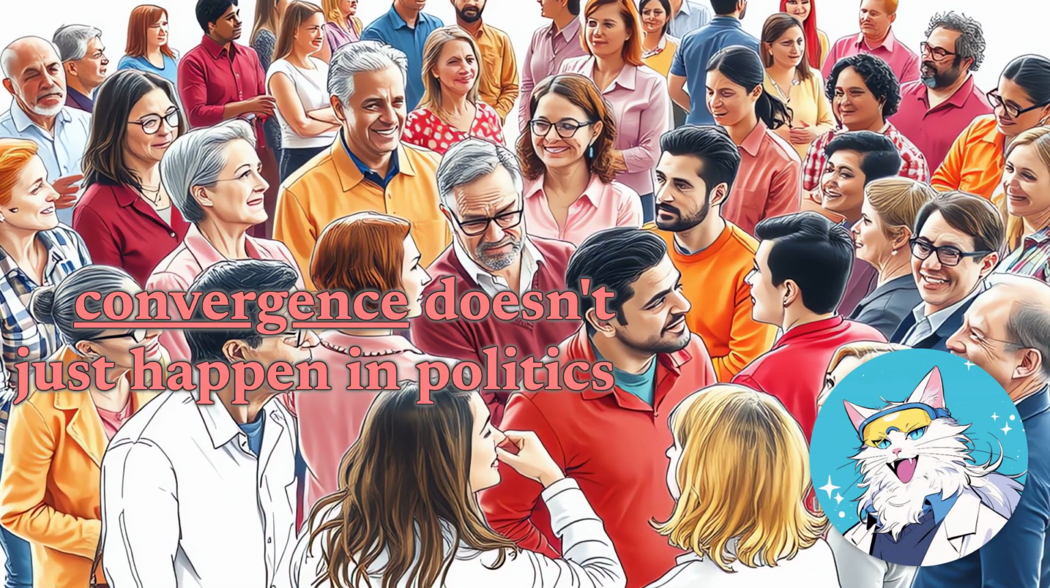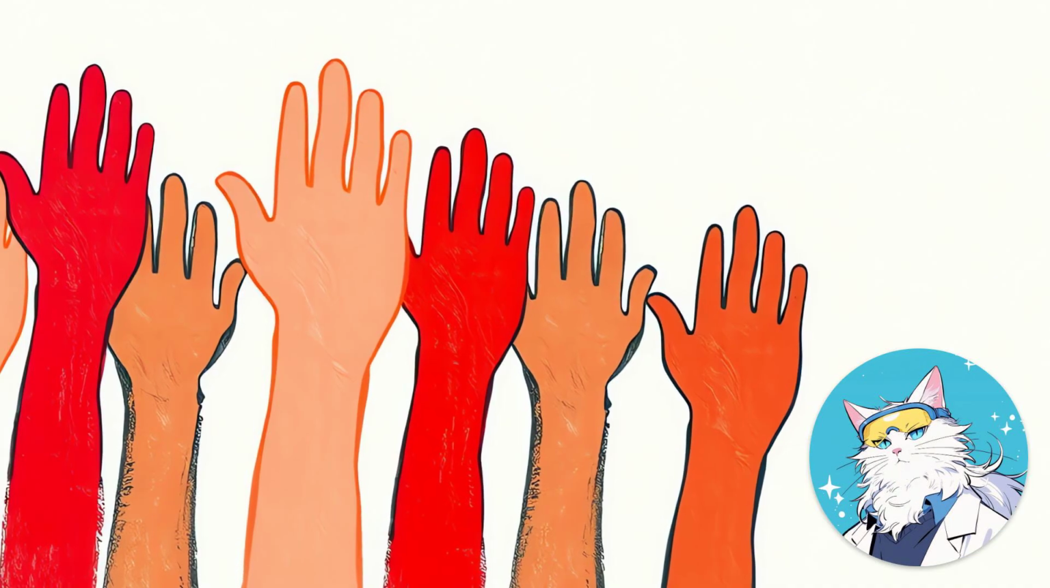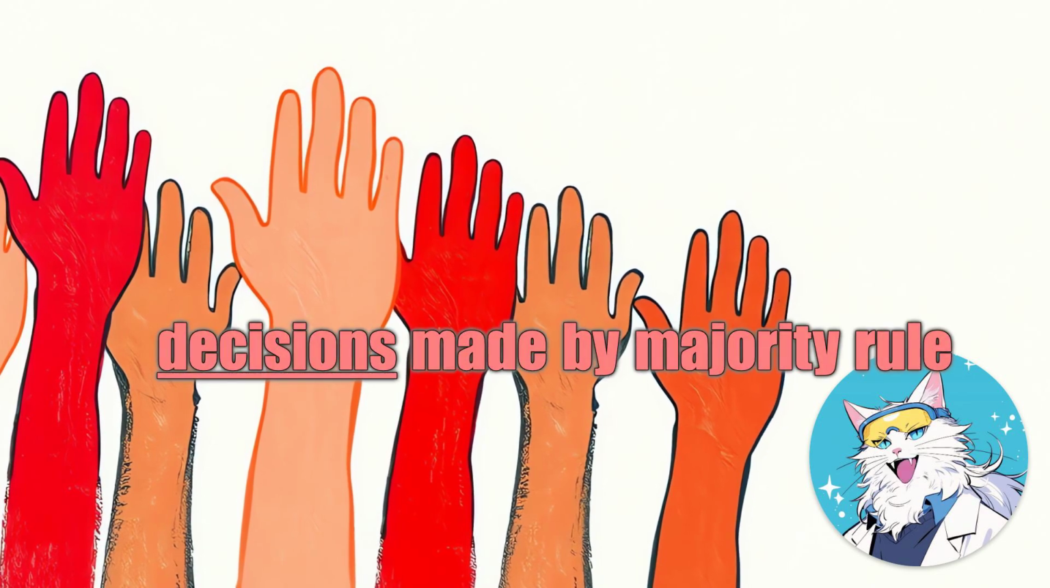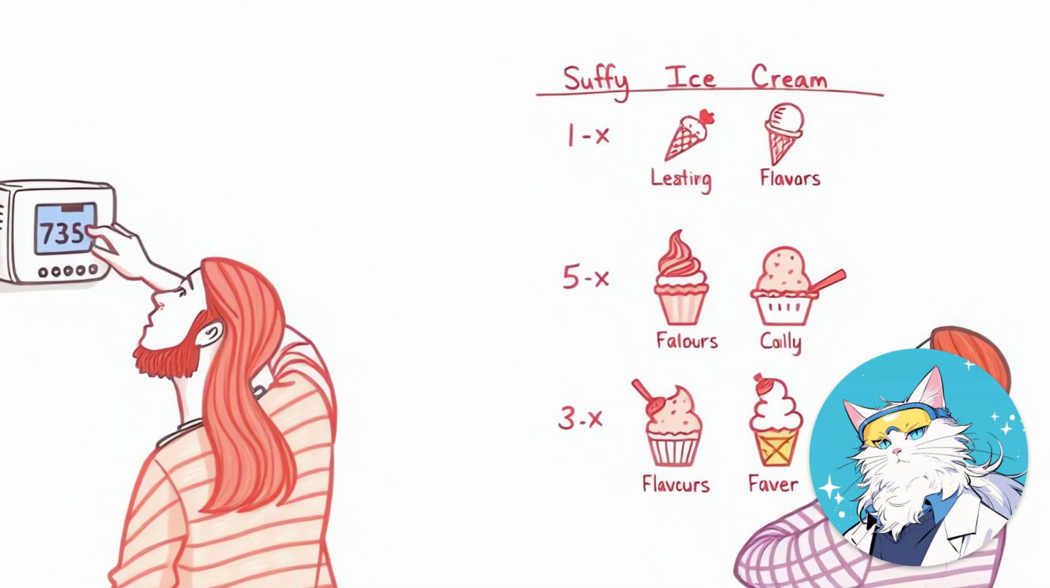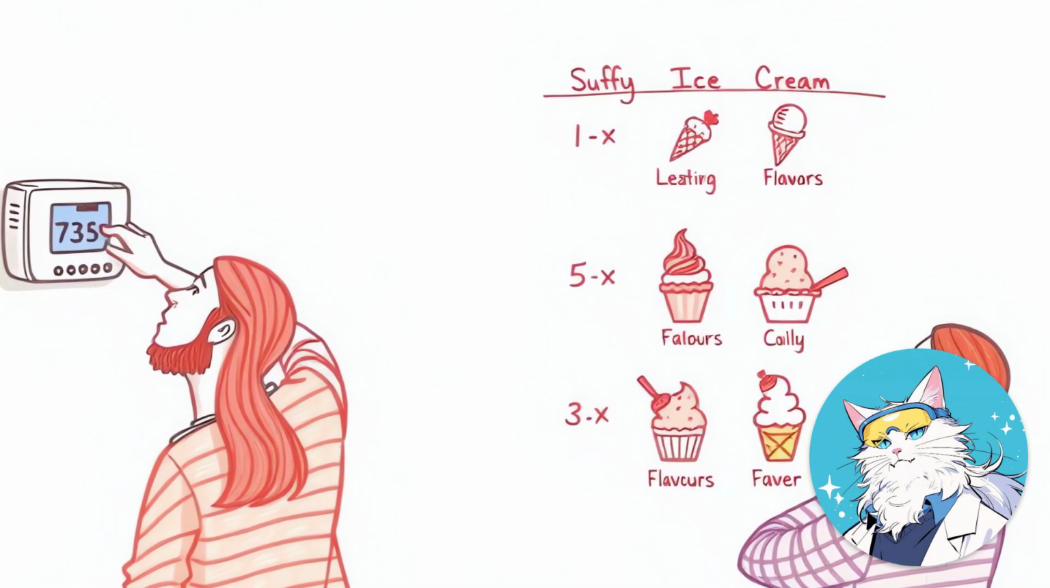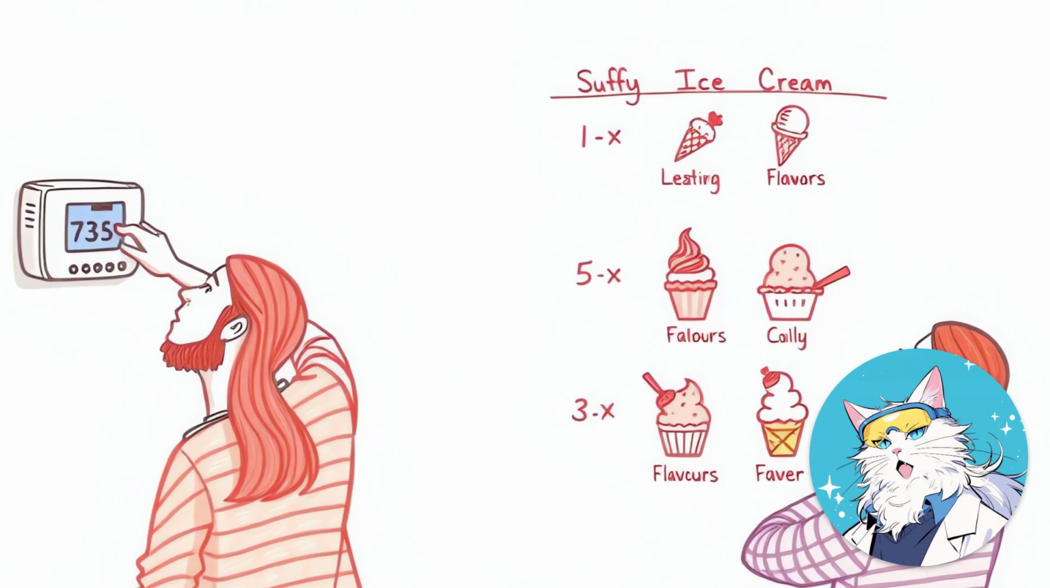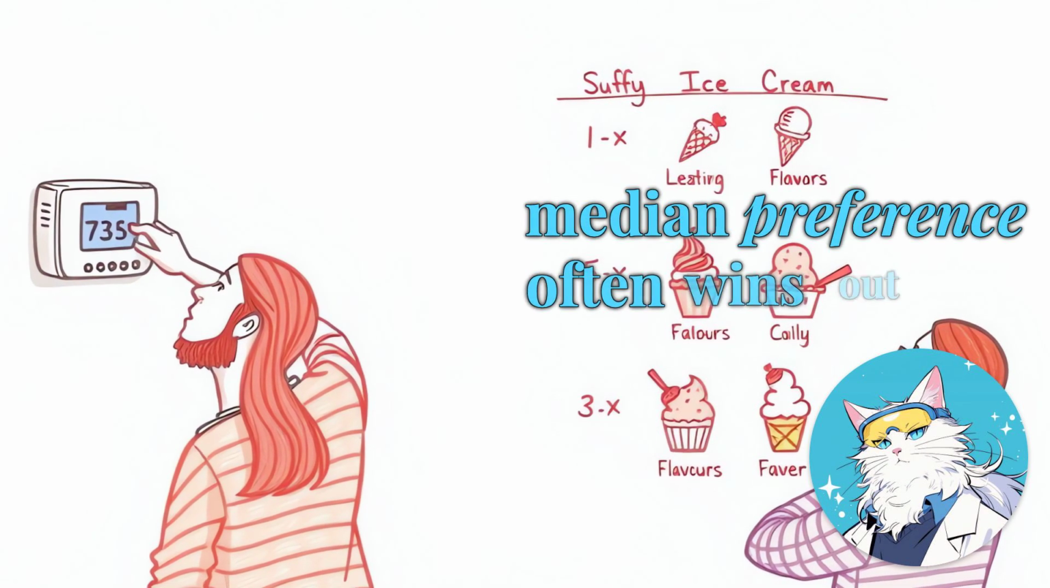This convergence doesn't just happen in politics. It occurs in any system where decisions are made by majority rule and preferences can be arranged along a single dimension, from the temperature setting in an office to the flavor of ice cream a shop decides to stock. The median preference often wins out.